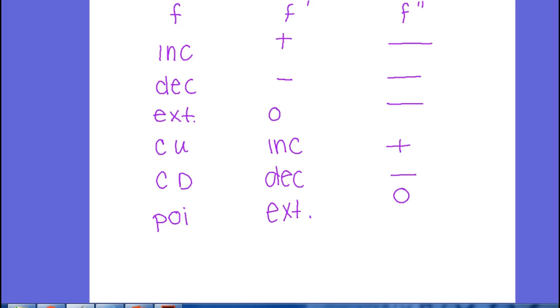Here's something really cool too. What are the first 3 lines here? Increasing, extrema... look what repeats. These 3 repeat, because if the original is increasing, the derivative is positive. So this is like the original, and this is like the derivative. So the property repeats itself.